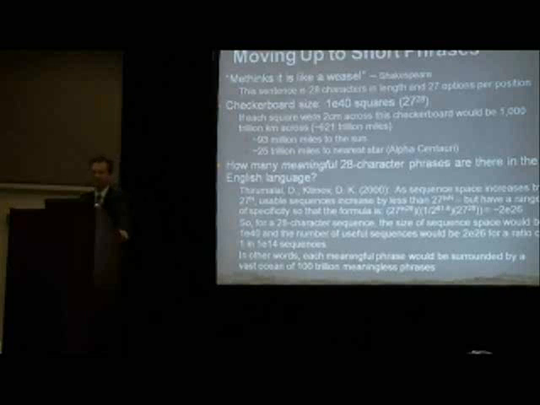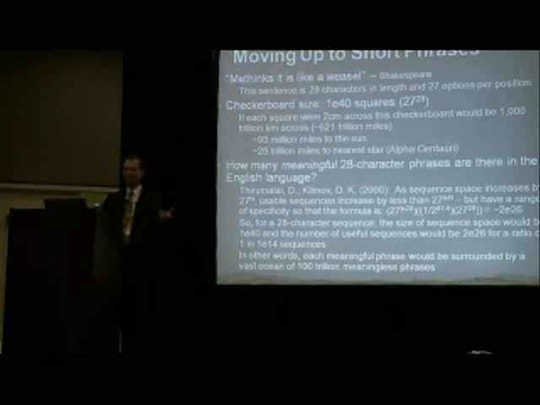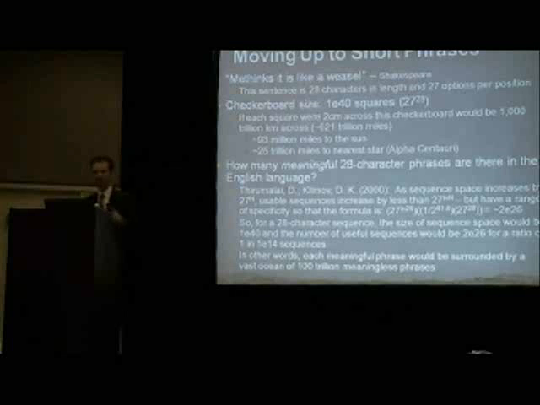So you keep going. Let's look at "Methinks it is like a weasel" from Shakespeare. This is one of Richard Dawkins' famous phrases, where he has an algorithm in which his computer generates "Methinks it is like a weasel" in a few generations. The checkerboard size for this 28-character sequence is 1 with 40 zeros after it. That's a huge number. He uses spaces, so that's another character: instead of 26 characters there are 27, and the phrase has 28 characters in it. So it's 27 to the power of 28. That's where I get the 1 with an exponent of 40.